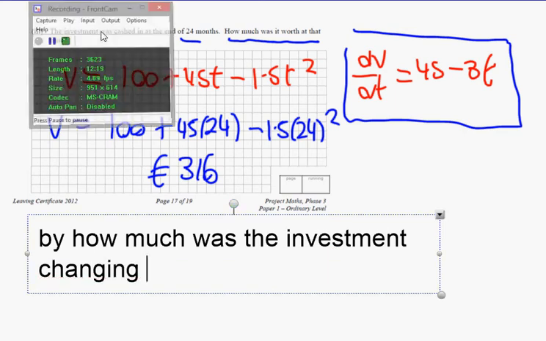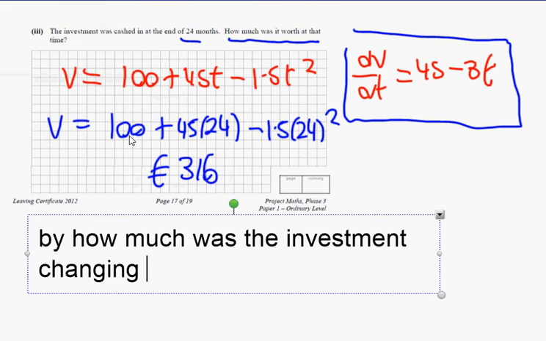Now, if I wrote this, by how much was the investment changing at 24 months? By how much was the investment changing at 24 months? That would be a question where you'd put 24 into the second equation, but that's not the case, okay?